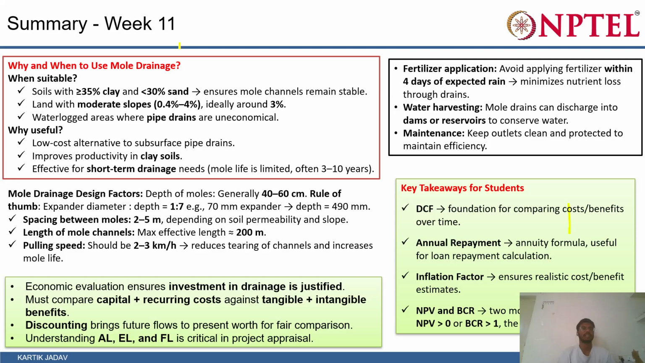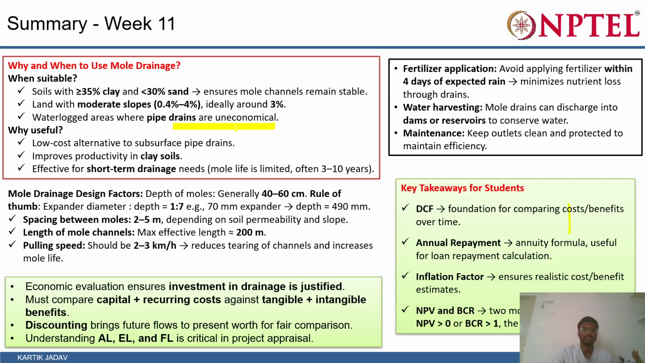So mole drainage is basically used where your soil has more than 35% clay and less than 30% sand, which ensures the mole drainage remains stable, and it performs better as compared to other soils. We generally design mole drainage for short-term drainage needs, often around 3 to 10 years. And the land grade for this mole drainage system is around 0.4 to 4%, and ideally it should be 3%.